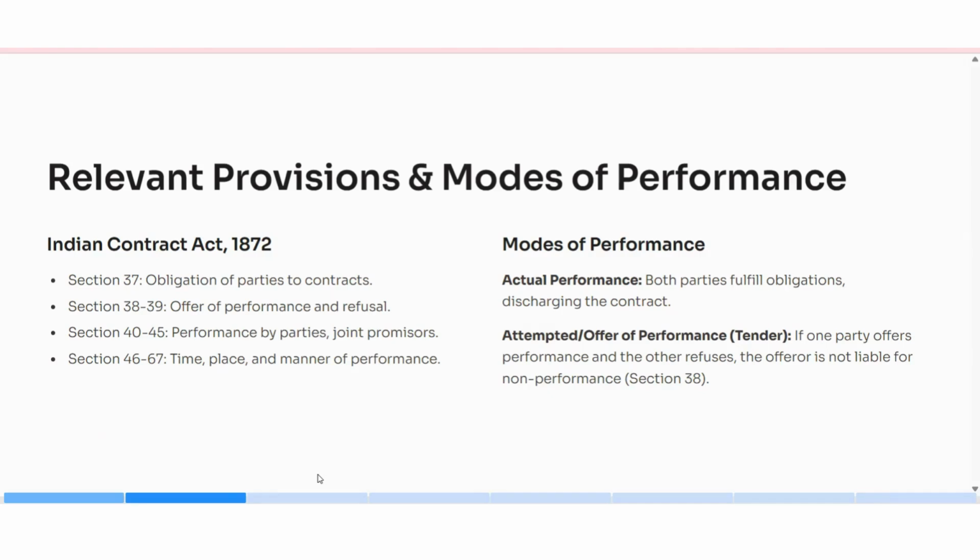Modes of performance are of two types. Actual performance: both parties fulfill obligations, discharging the contract the way it was agreed upon. Attempted performance, offer of performance, that is called tender. If one party offers performance and the other refuses, the offerer is not liable for non-performance. That is dealt with under Section 38.